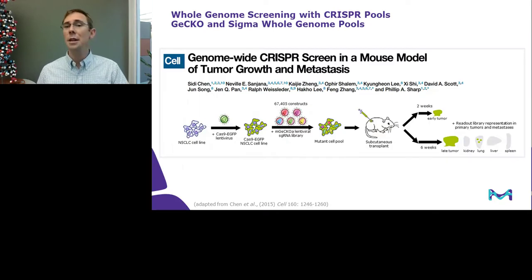So in addition to the arrayed libraries, we offer both the Gecko CRISPR pool that was developed by the Broad Institute, as well as our own Sigma CRISPR pool. And these libraries have great utility in knockout screening in cell culture and in vivo models, as evidenced by this really cool paper from Phil Sharp's lab, identifying critical genes driving tumorigenesis and various tumor subtypes upon injection of cells that were treated with the Gecko whole genome CRISPR library into immunocompromised mice.